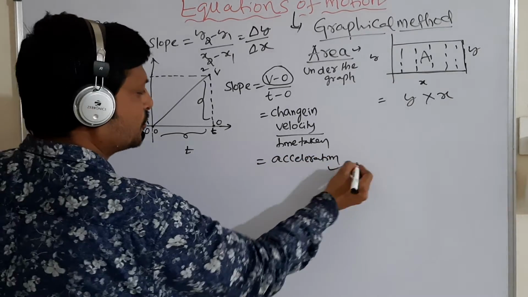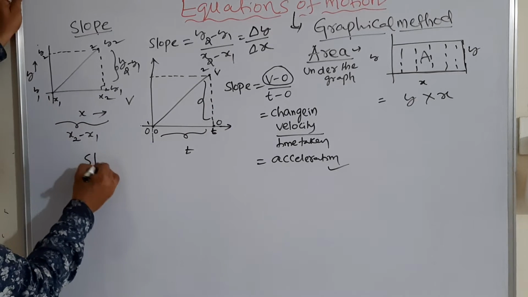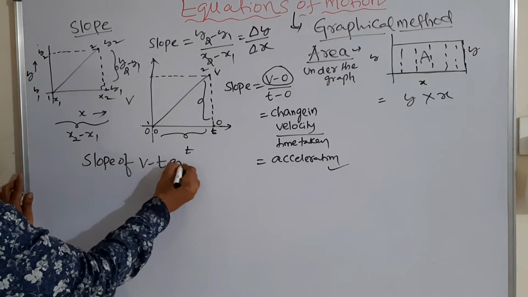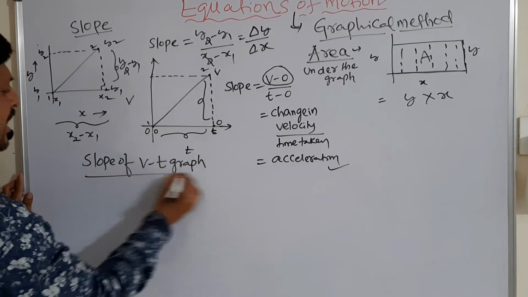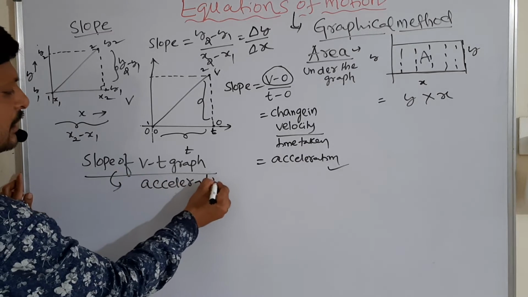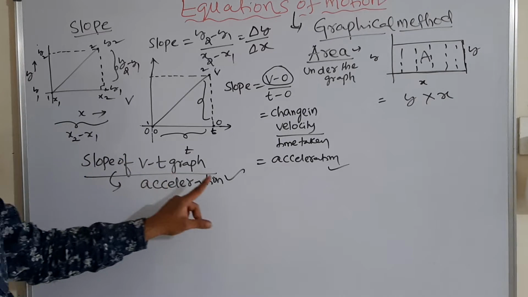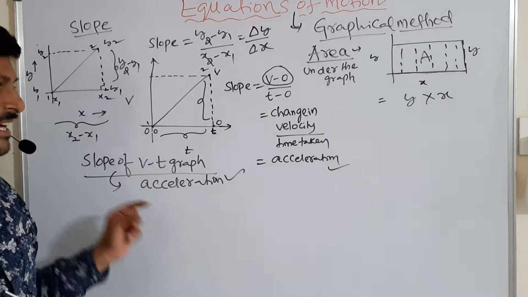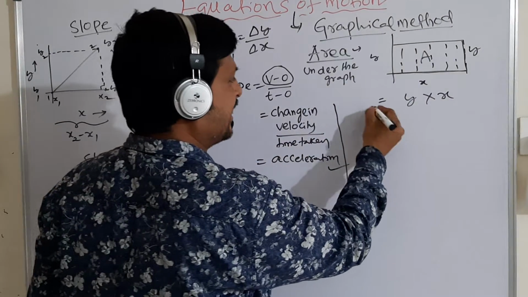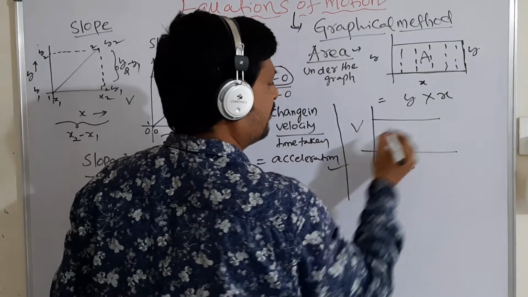Acceleration. So what does the slope give here? Slope gives acceleration. That means the slope of the velocity time graph gives acceleration. This is important. Right. Next, again draw a velocity time graph. A graph is like this.